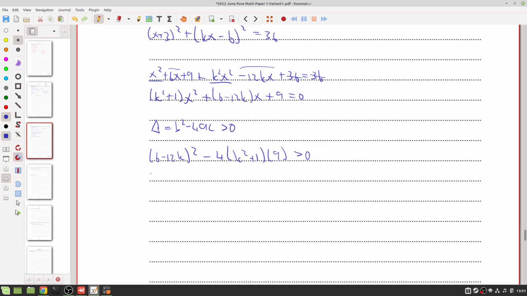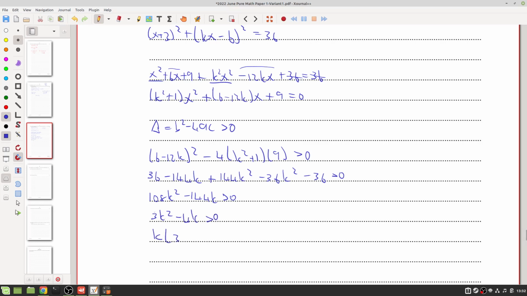Okay, again, let's multiply everything out. So that gives us 36 minus, 12 times 6 is 72, times 2 is minus 144k, plus, and then 12k squared is 144k squared. And then 4 times 9 is 36, so minus 36k squared, minus 36, greater than 0. Collect like terms, so 144k squared minus 36k squared is 108k squared. And then minus 144k. And then the 36 minus 36 cancel out. So greater than 0. Let's see if we can simplify this. Divide both by 36. So that's going to give us then 3k squared minus 4k greater than 0.